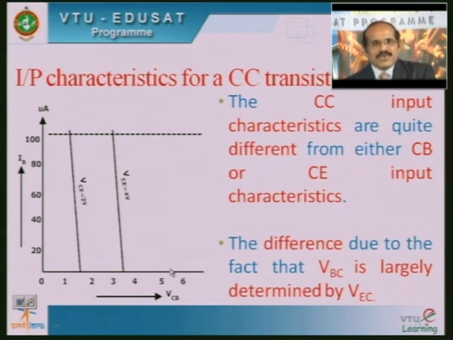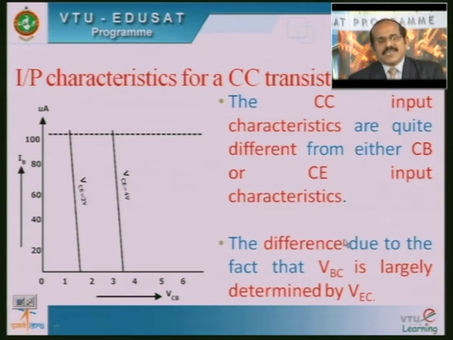What is done is, for a fixed value of VCE, that is 2 volts, we increase the value of VCB and the corresponding values of IB are noted down, recorded, and plotted on the graph sheet. Similarly, the same procedure is repeated for VCE equal to 4 volts. And please note that these common collector input characteristics are quite different from both the CB as well as the CE input characteristics here.